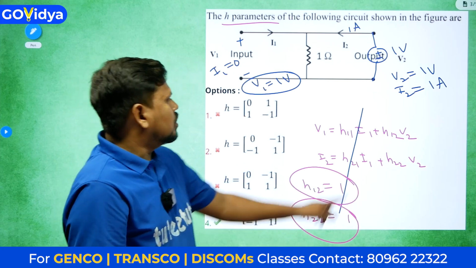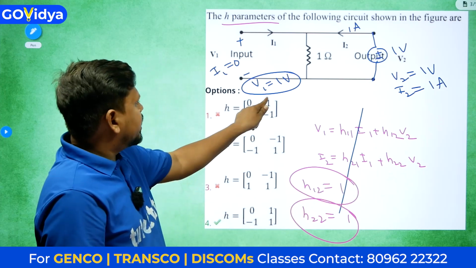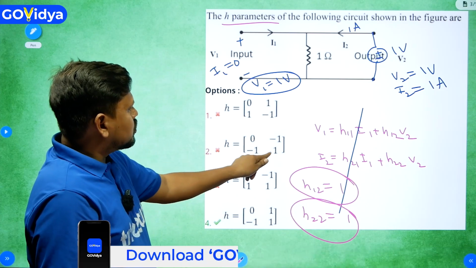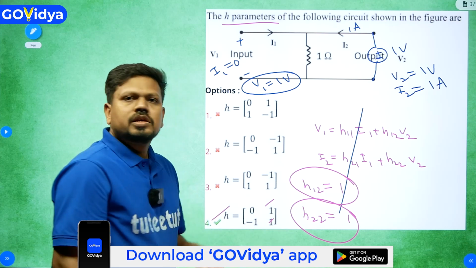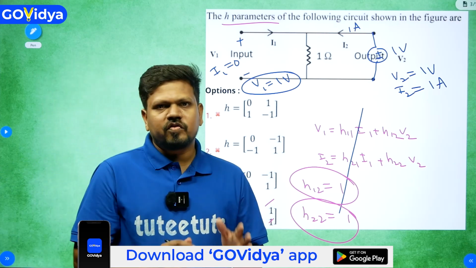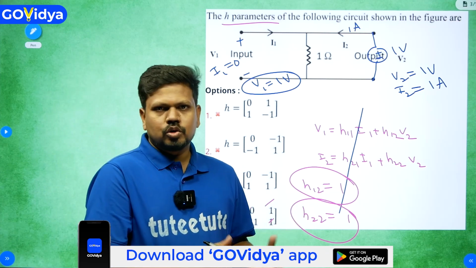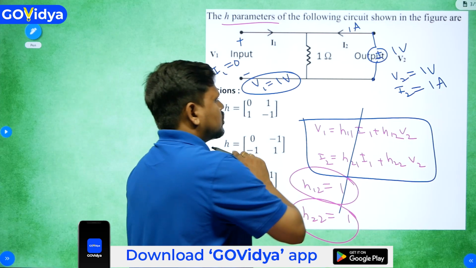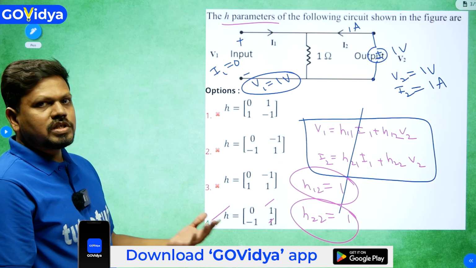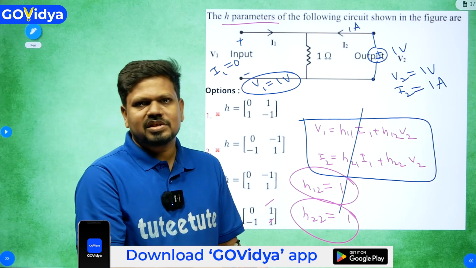We need to just check the options for H12 and H22. That's it. In the exam it will take only like half a minute, so within half a minute we can do all this calculation. Remember, you need to know this equation. So how to remember this equation? Z parameter, Y parameter we can remember easily.